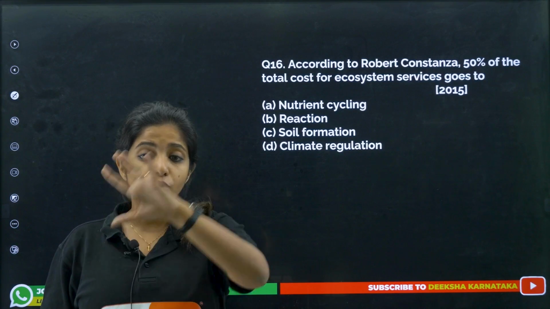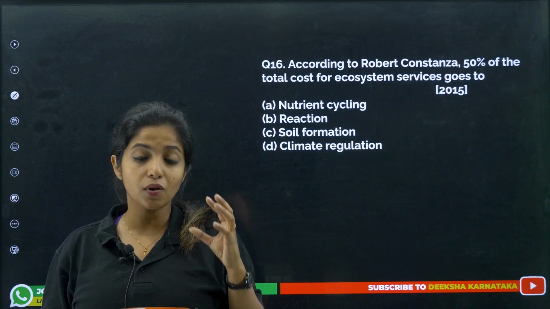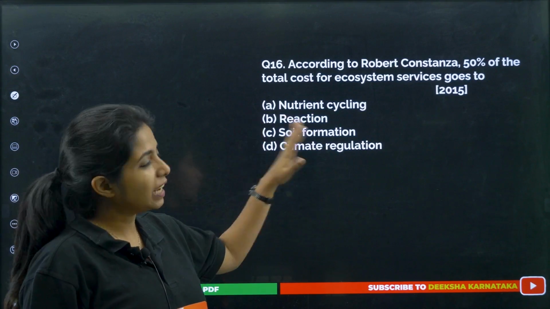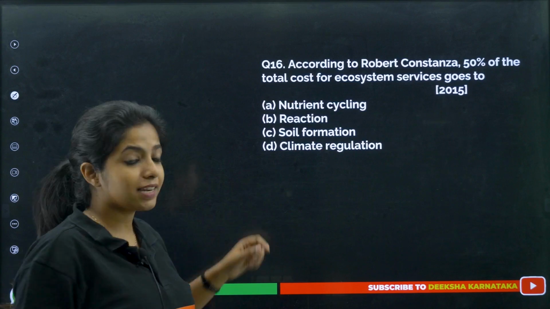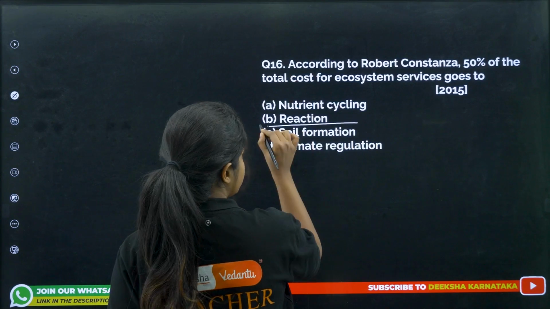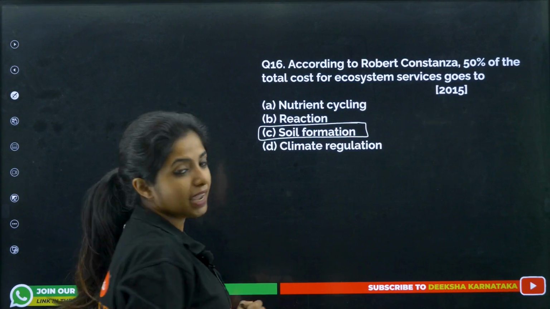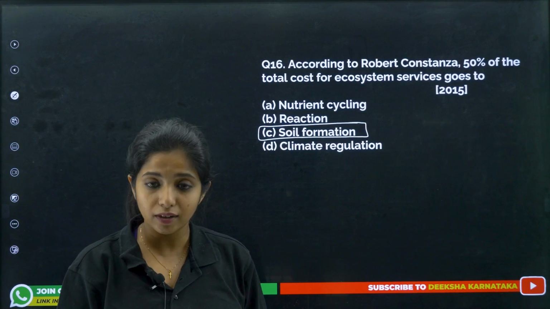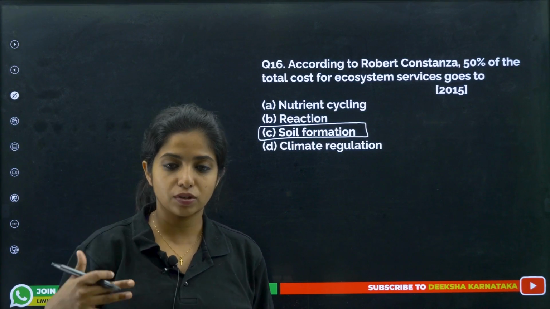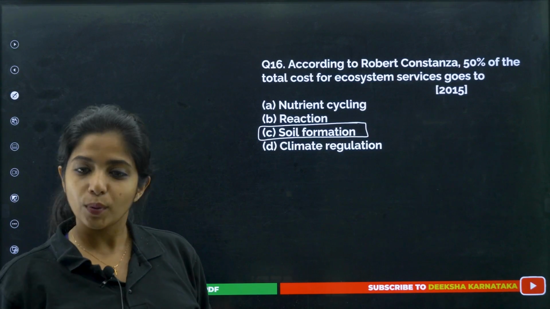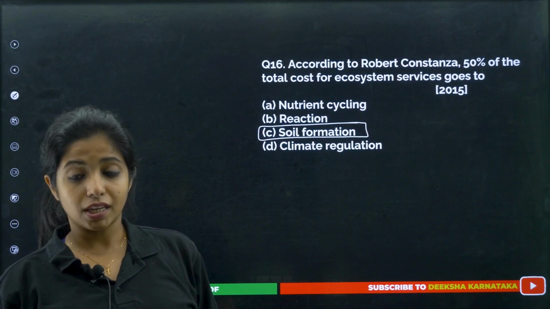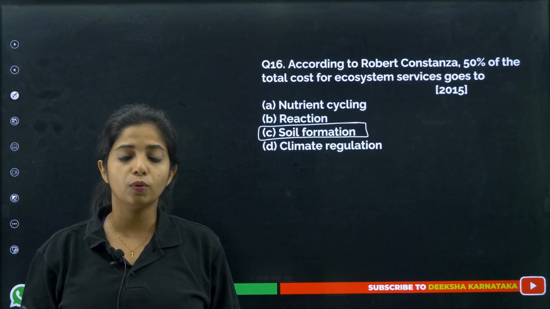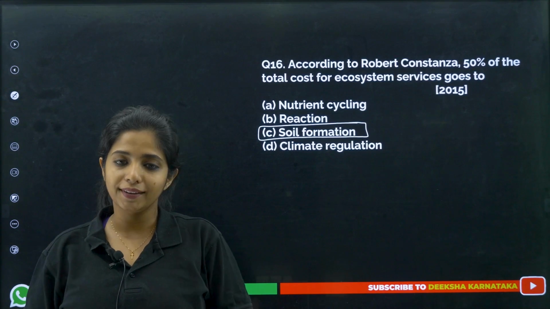So 50% of the total cost for the ecosystem services goes to what? Nutrient cycling, recreation, soil formation, climate regulation. What do you think? It is soil formation, my dear children. This is given in the last part of your NCERT chapter, just below the summary. So just have a quick read of it. It's a very interesting thing. So 50% of the total cost of the ecosystem goes to what? Soil formation, which is the largest part.